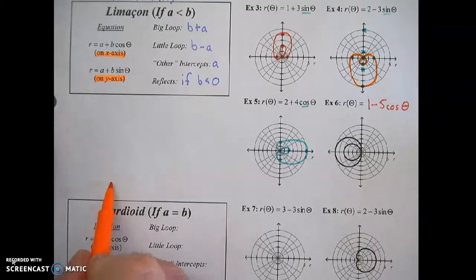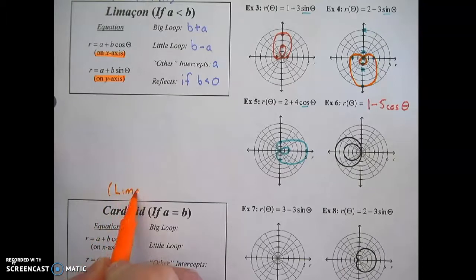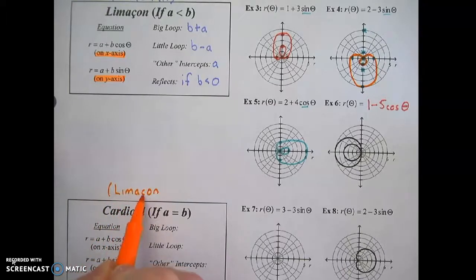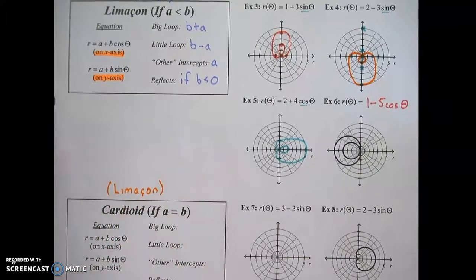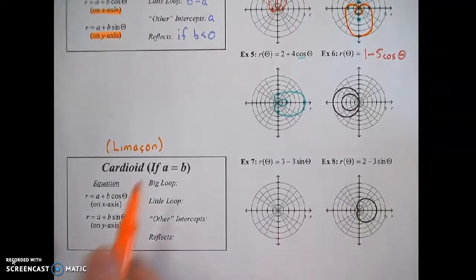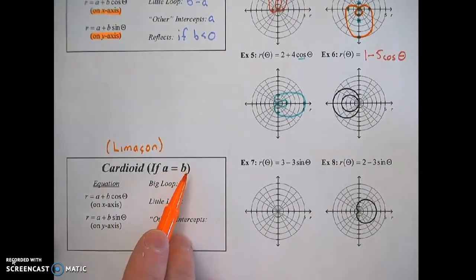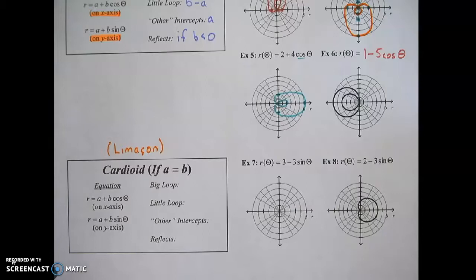So this is a limaçon. It's just a specific type, and that's the situation where A and B are the same number. So we still have the same old stuff. So we can highlight this again.